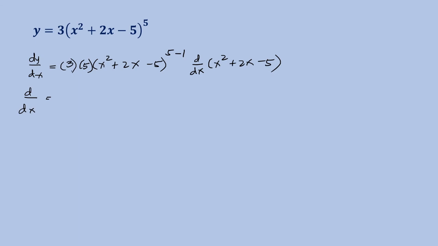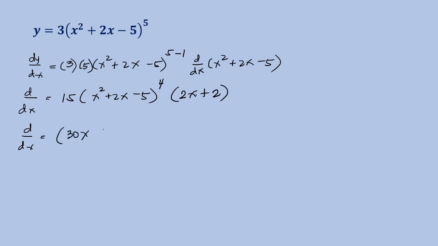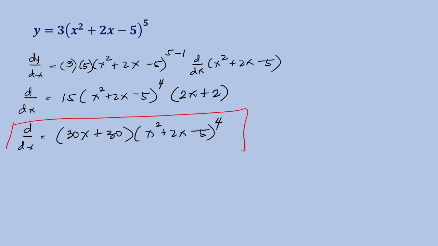To continue, 3 by 5 is 15. And then we have x squared plus 2x minus 5 raised to 4. And the derivative of the inside function is 2x plus 2. To simplify, we can multiply 15 to this binomial. So we have 15 by 2x is 30x. And then 15 by 2, that would be 30. And then times the fourth power of x squared plus 2x minus 5. So this is now the derivative for this example.